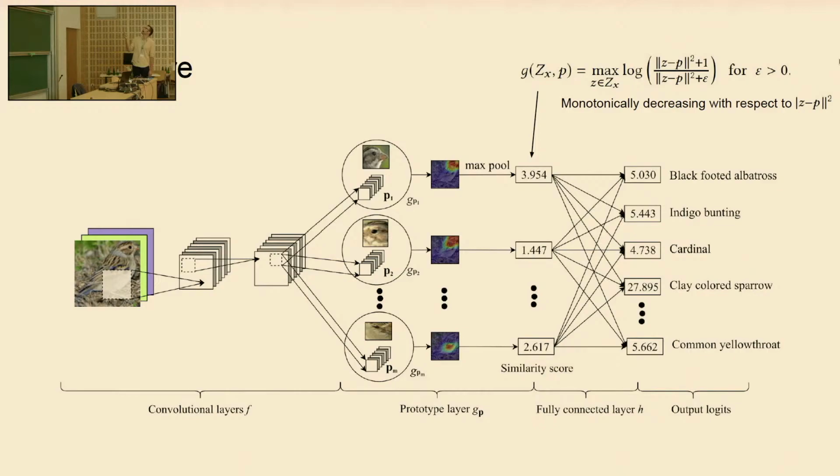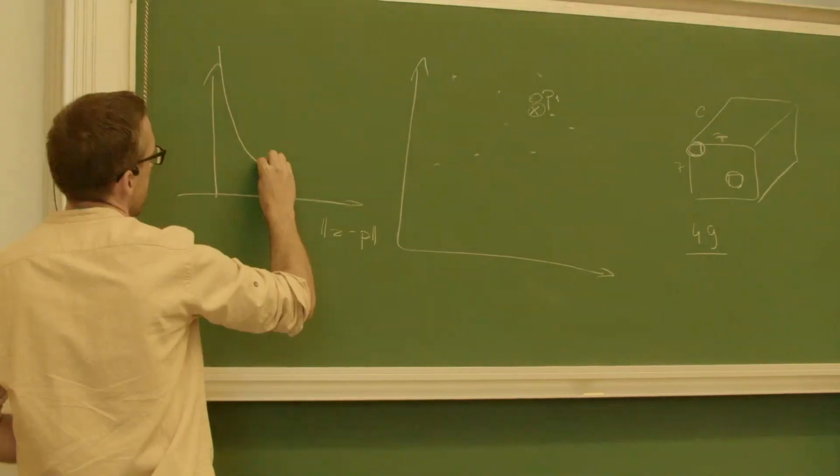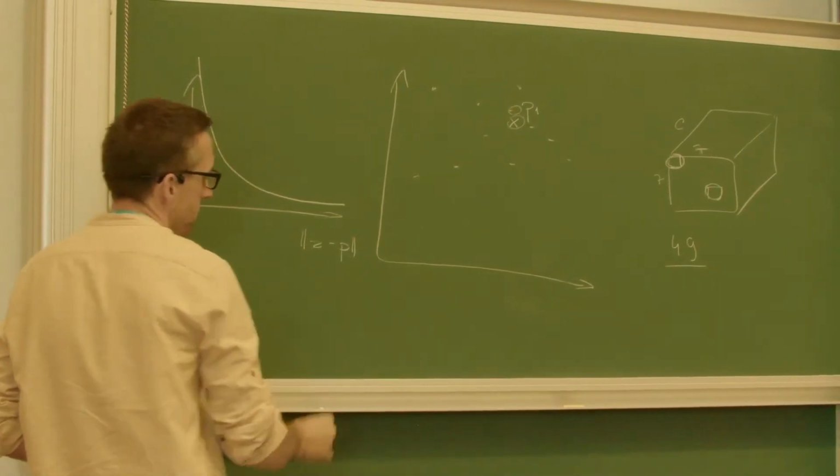And we compute the similarity like that. This logarithm of division maybe looks complicated, but it's quite simple. Because if here on the x-axis we say that is z minus p, then this logarithm would look like that, okay?